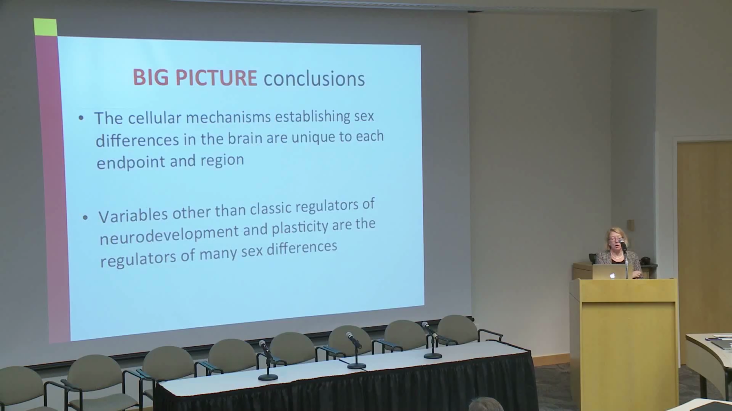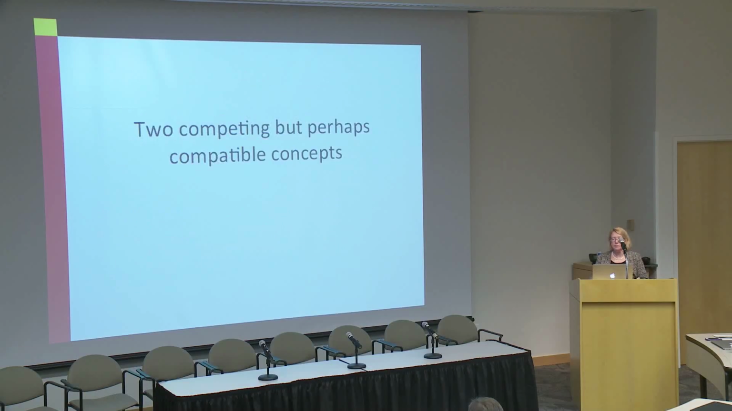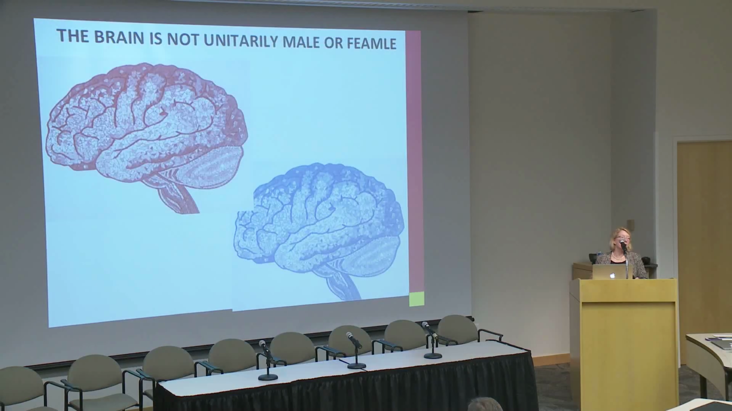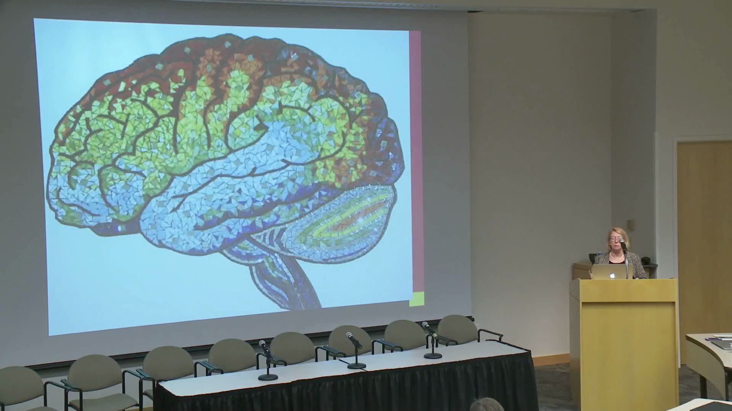And then second is that variables other than classic regulators of neurodevelopment and plasticity are the regulators of many sex differences. And this sort of leads me to two competing, but I think compatible concepts. First is that there's no such thing as a male brain versus a female brain, despite covers of Scientific American or Time magazine or whatever, and there's no blue brain, no pink brain, or anything like that. Because we know that the mechanisms are unique in every different brain region, by definition, we're dealing with a mosaic. Right? Because there's nothing that's unifying the process in males and females.